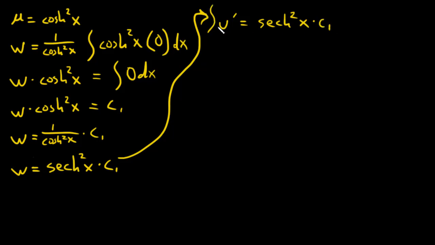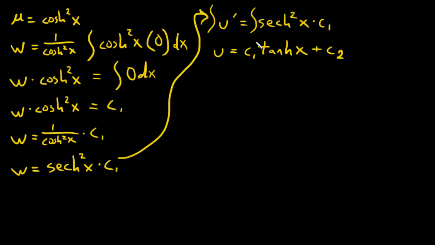And now take the integral of both sides. This actually turned out really nicely, because the integral of u prime is u, and the integral of secant squared is, what do I have to differentiate to get secant squared? Tangent, absolutely. So this becomes, if you allow me, I'm going to put it in the front, c1 hyperbolic tangent of x plus c2.